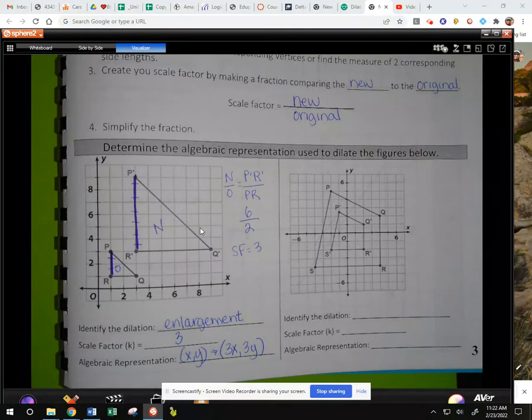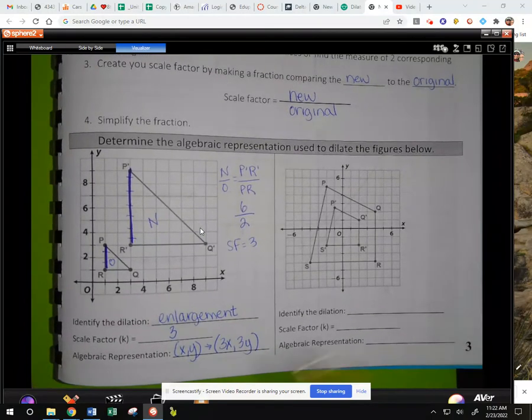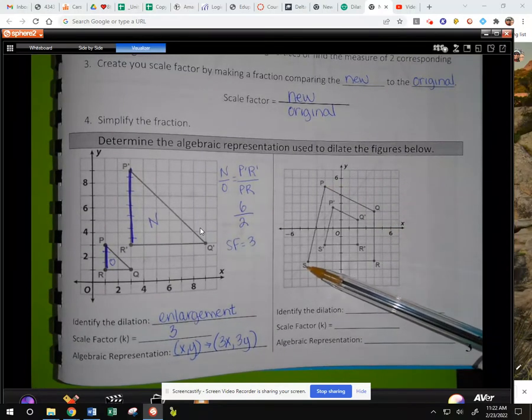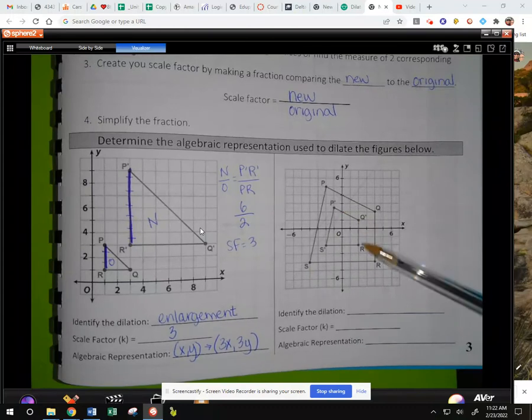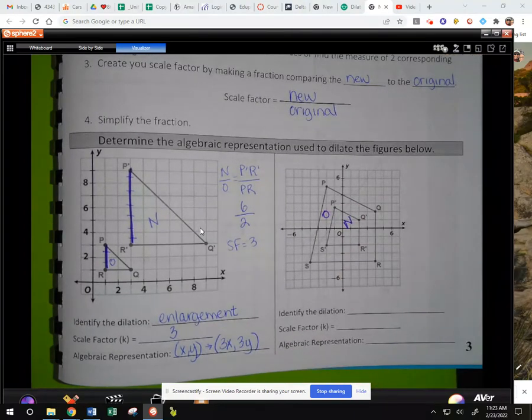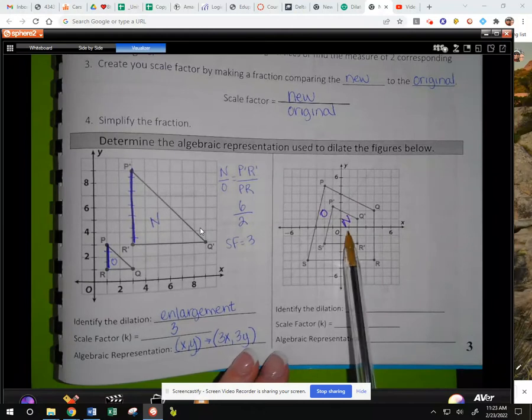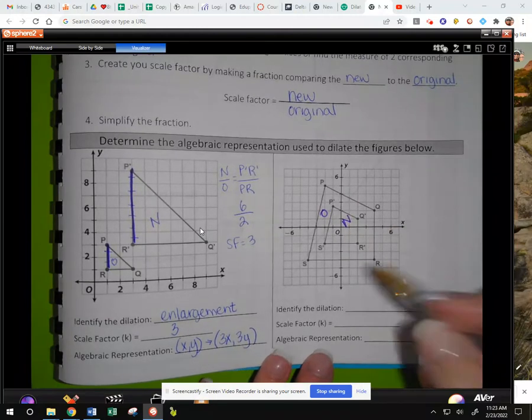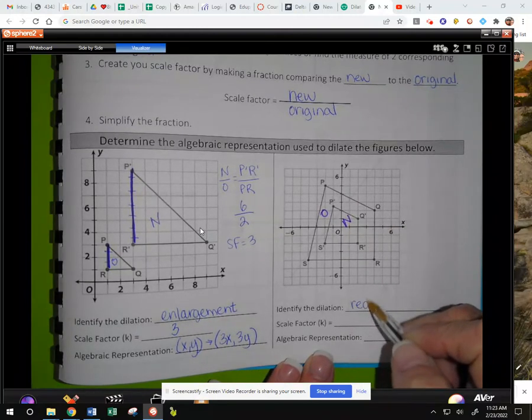Okay? All right, let's look at the one right beside it. Identify the dilation. So I'm going to look at PQRS, and then I have P prime, Q prime, R prime, S prime. Well, with me saying that, this is my new and this is my original. So from my original to my new, it got smaller, so this is called a reduction.